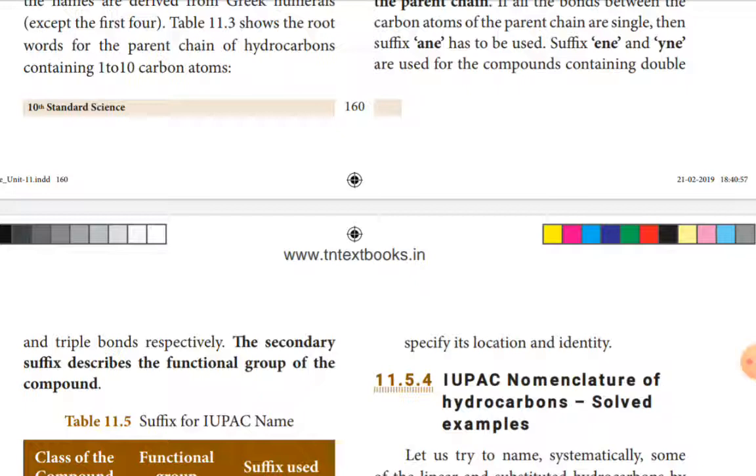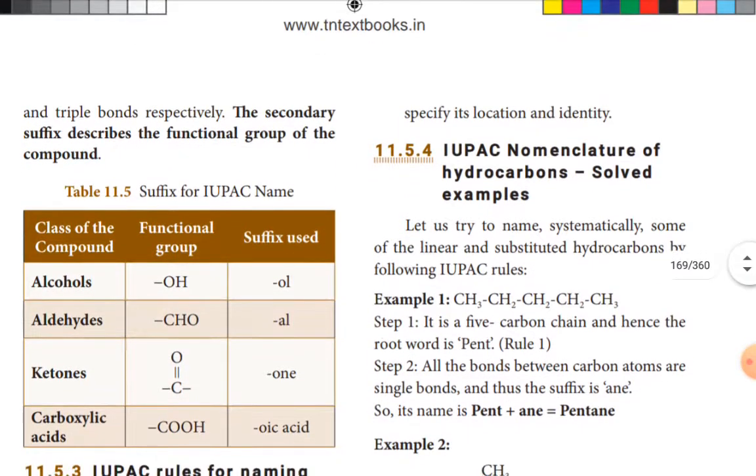Next, the secondary suffix is based on the functional group. What is the functional group attached to the carbon skeleton? There are some functional groups we already learned. Alcohol means OH is attached. If OH is attached to the carbon skeleton, the compound ends with the suffix ol: alcohol, methanol, butanol, propanol. So the end will be ol. Aldehyde.